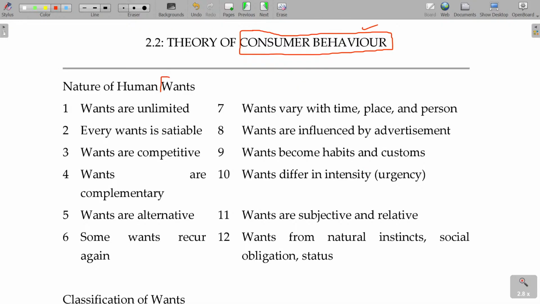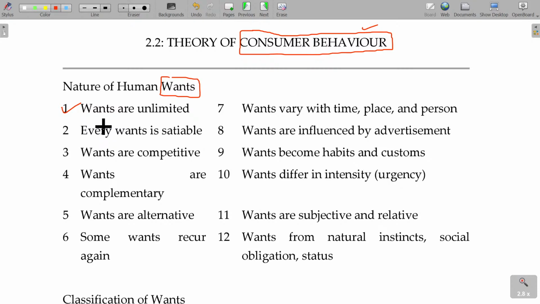Especially for the want. I want something. The nature of human wants and its character is going to be studied here. Wants are unlimited. I too want to do CA, CMA, CS, all the three in parallel, but I don't have the time. Resources are limited, wants are unlimited. What do you want to have? I want to have everything, sir.